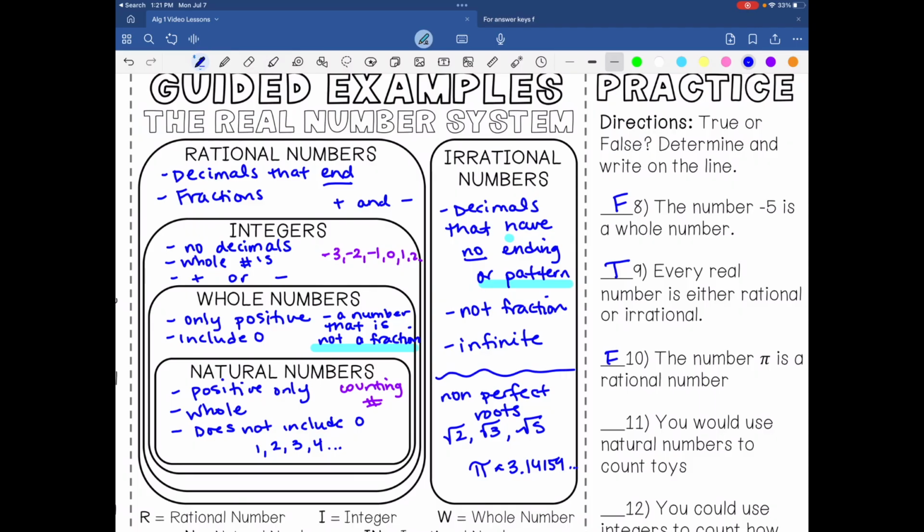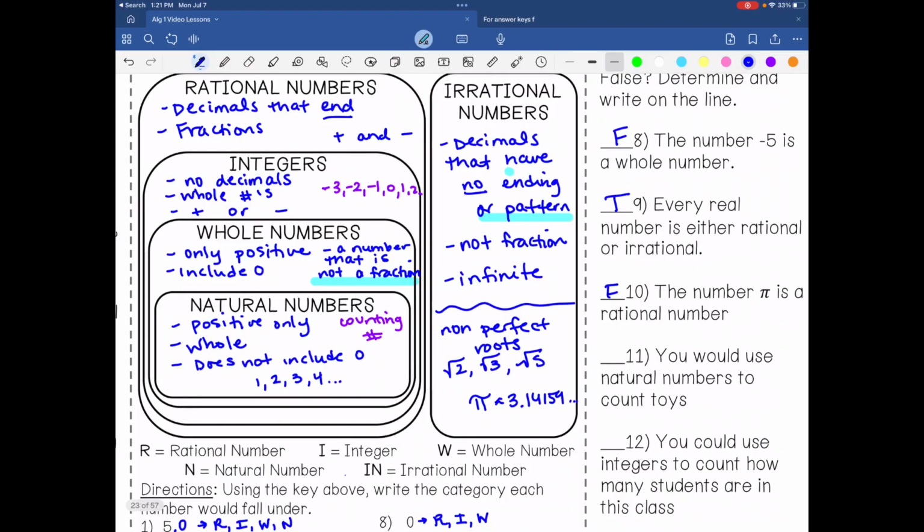You would use natural numbers to count toys. Yeah, right? Natural numbers to count toys. One truck, 2 trucks, 3 trucks. Toys can't be negative. Toys can't be fractions unless you break it. Then I guess you could have a half of a truck.